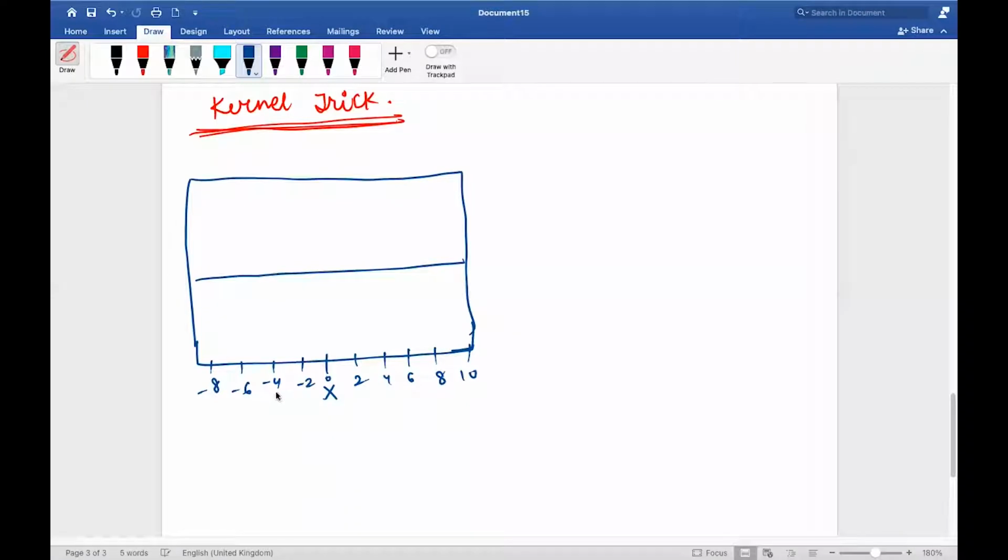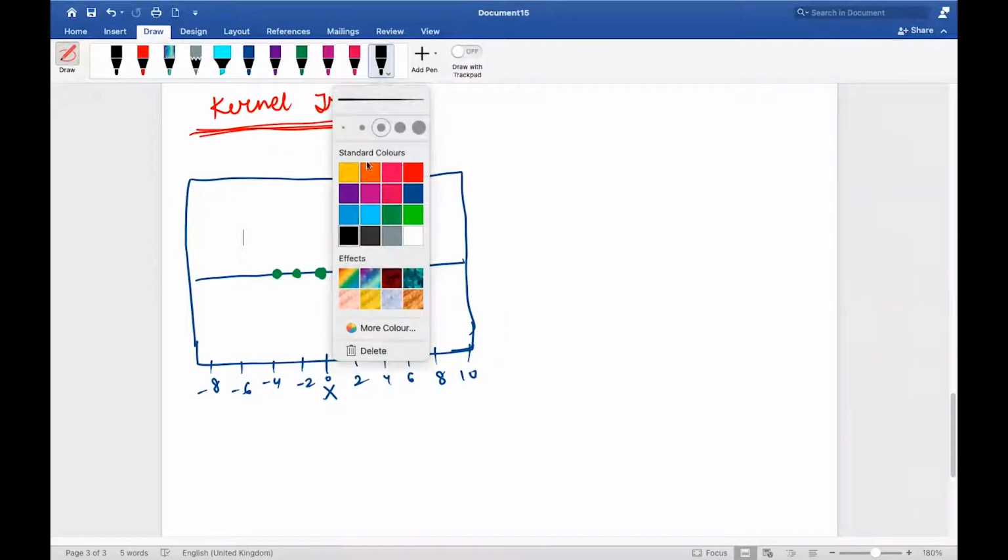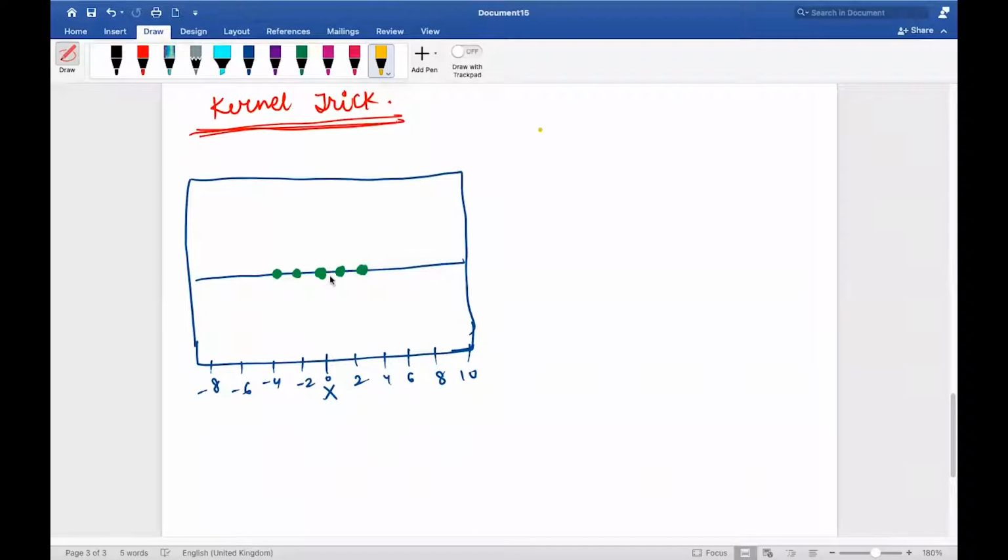2, 4, 6, 8 and this side. Okay, you got what I'm trying to say, right? Now let's assume that there are two classes. One I'll make as a circle, another I'll make of another shape, right? So let's say 1, 2, 3, 5. Okay, and another pen with, let's say, yellow color. I never used yellow.